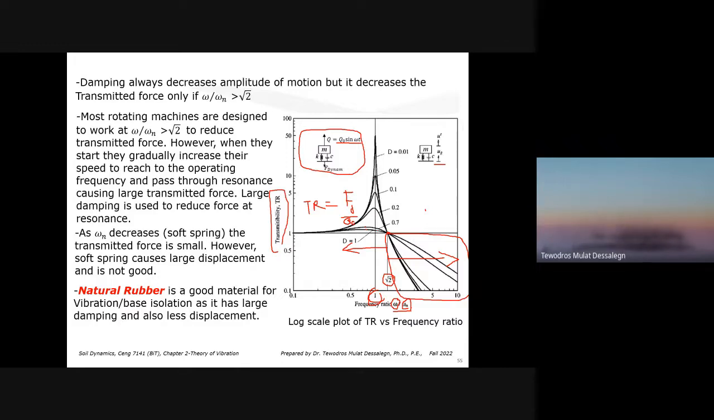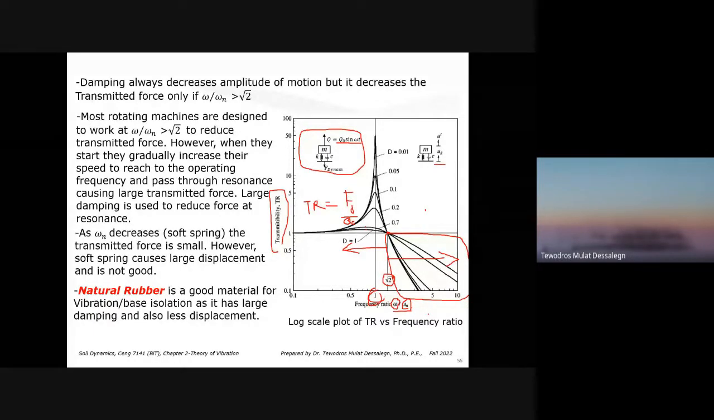Remember what the Mexico earthquake did. Because the vibration occurs at resonance, so many buildings collapsed, which have a frequency of around this range. But in our design, we can shift our frequency. We can be away from this area, especially in this area, because we have less force passing to the soil. That's what this transmissibility ratio is telling you.